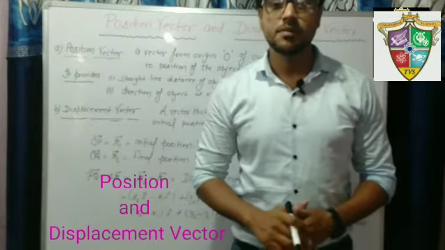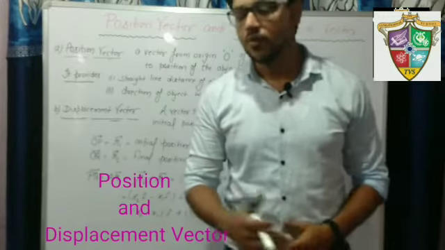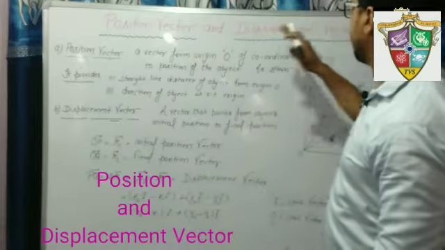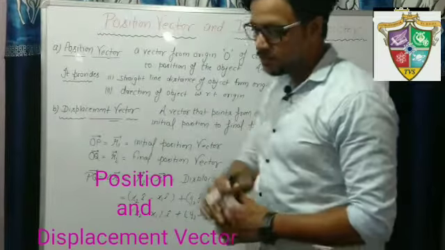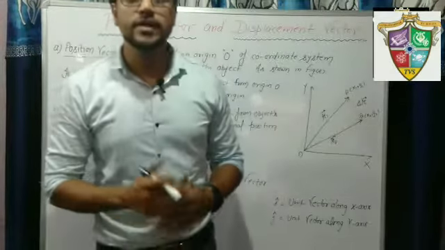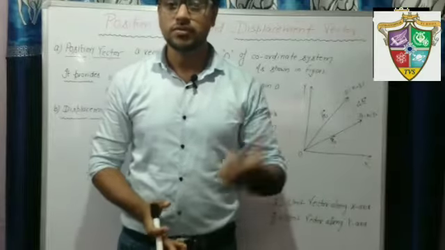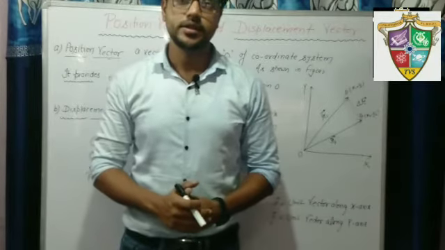Students, we discussed vectors in our last class. Now we will discuss position vector and displacement vector. Position vector means a vector which specifies the position of a particle at any instant.